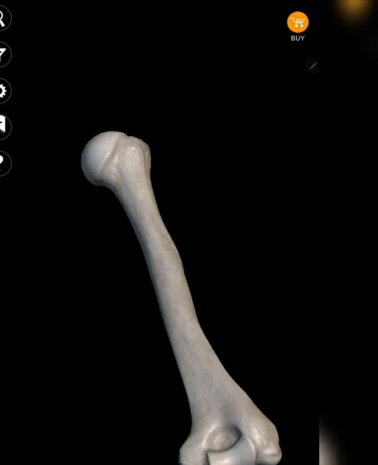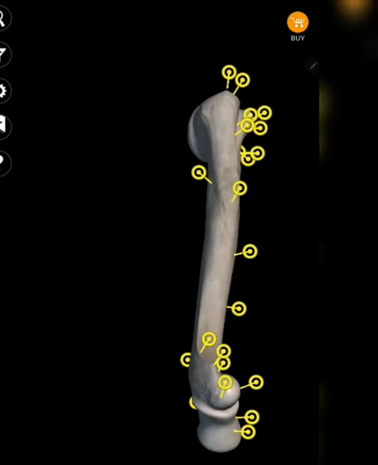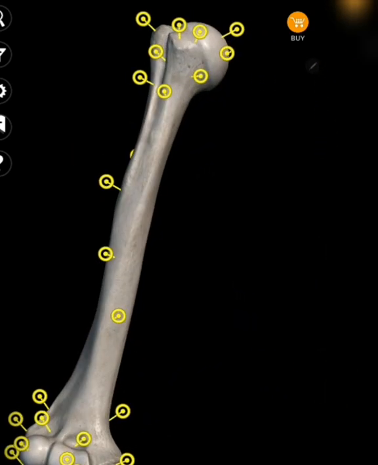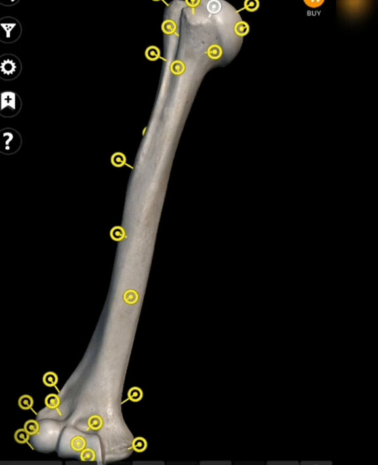Now let us pin every structure. Now we'll be revising this structure. This is the head of humerus. This is the glenohumeral joint. This is the anatomical neck. This is the surgical neck. This is the lesser tubercle. This is the crest of the lesser tubercle. This is the crest of the greater tubercle.